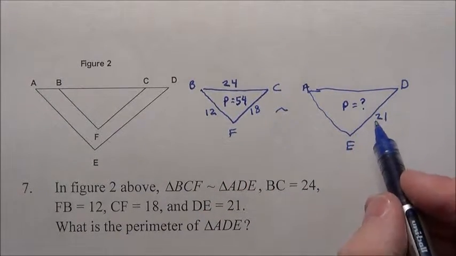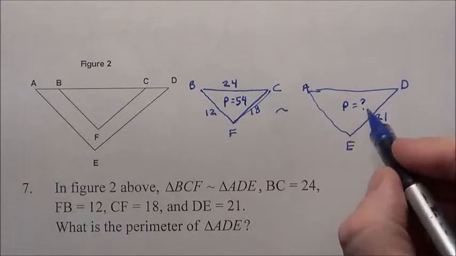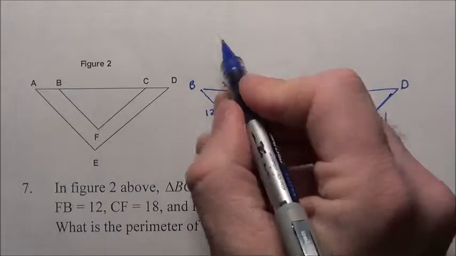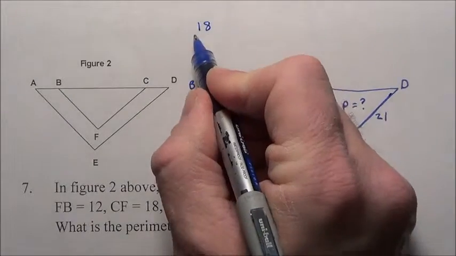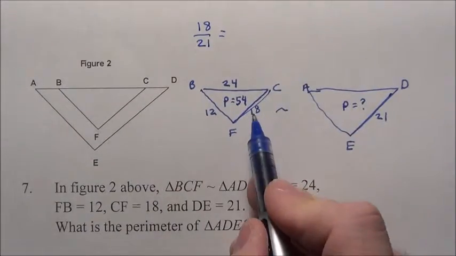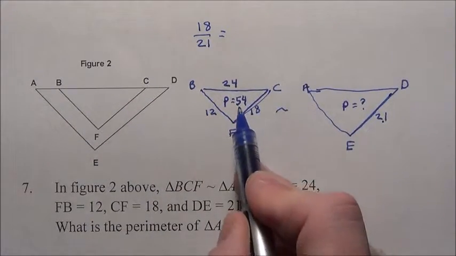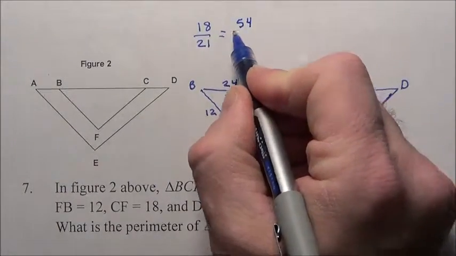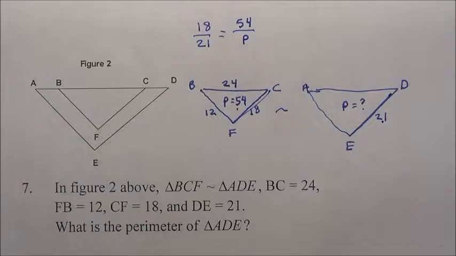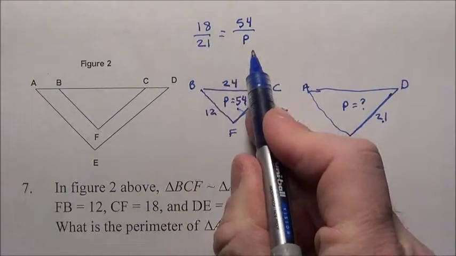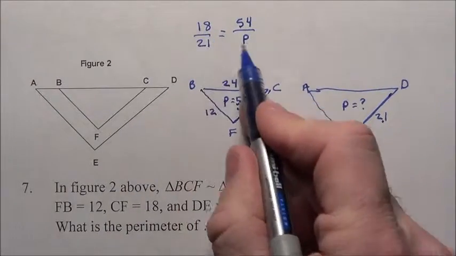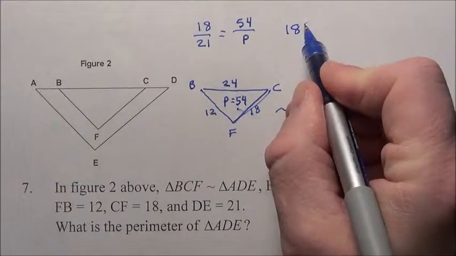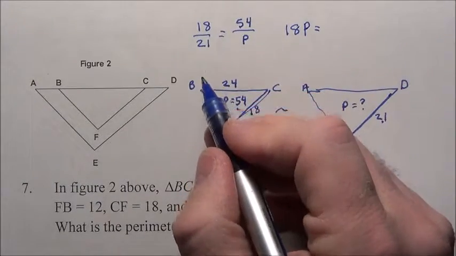So all I've got to do is say, hey, 18 corresponds to the 21. So I'm going to say, hey, 18 is to the 21, as 54 is to our missing perimeter over here. And now I'm just going to do means and extremes. Cross product. 18 times the P is equal to 54 times 21.